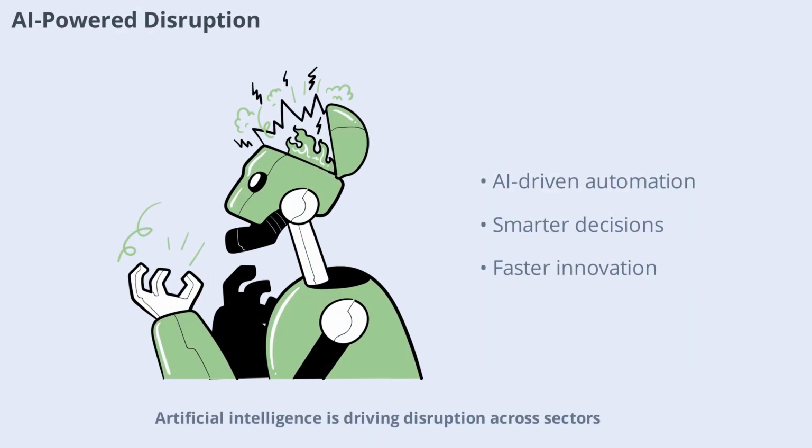Artificial intelligence is driving disruption across sectors, from healthcare to logistics. AI enables automation, smarter decision-making, and new products that weren't possible before. Companies leveraging AI can innovate faster, reduce costs, and deliver better outcomes for customers.